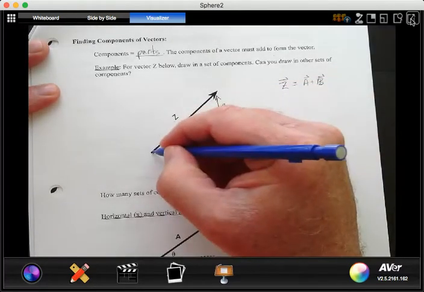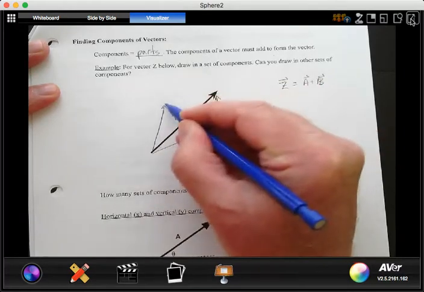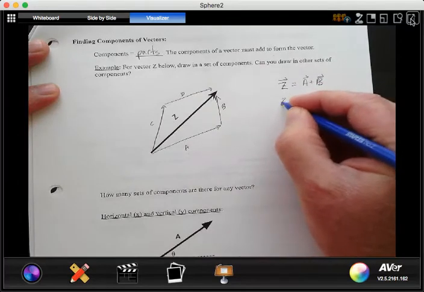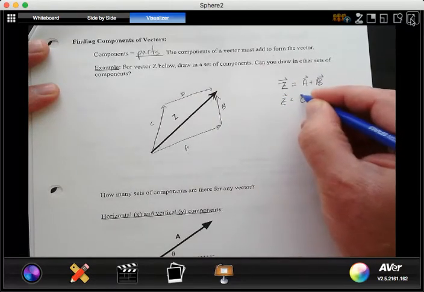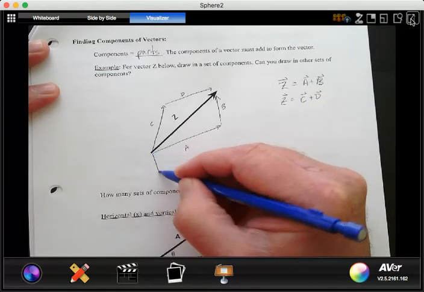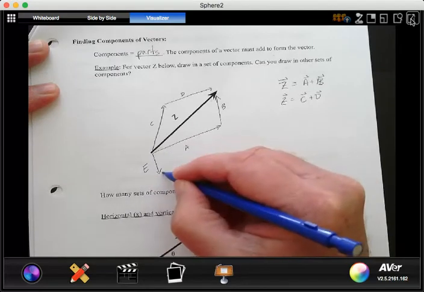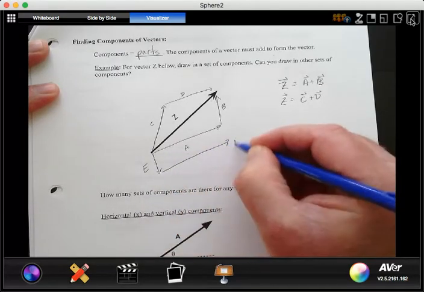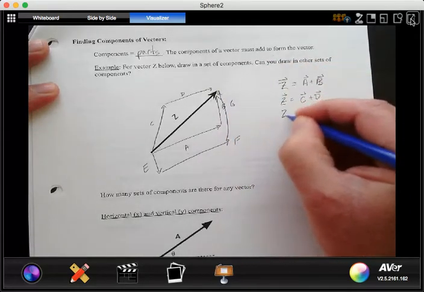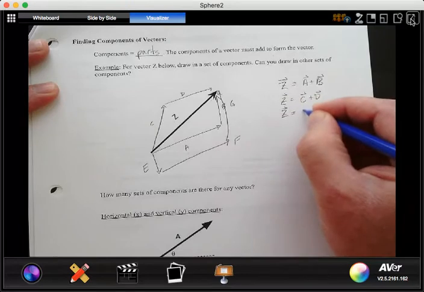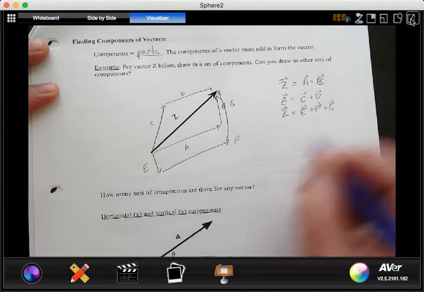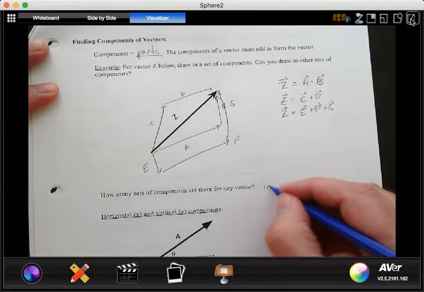Now it turns out there's an infinite number of ways I could do this. I could go this way, call that c and d, and I could say vector z is made up of c plus d. And I could even do a 3-vector system, say E plus F plus G, and I would say vector Z is equal to E plus F plus G. So how many sets of components are there for any vector? It's infinite.